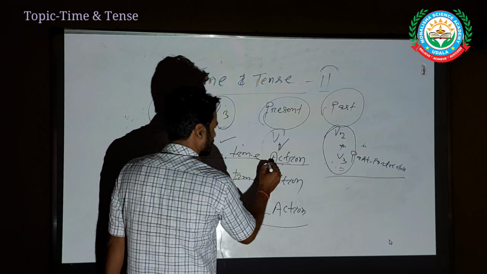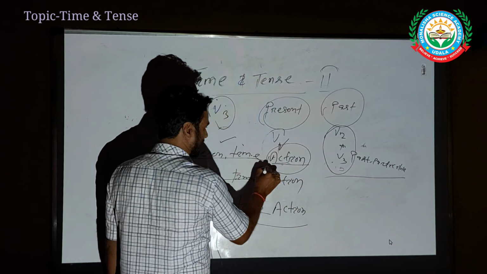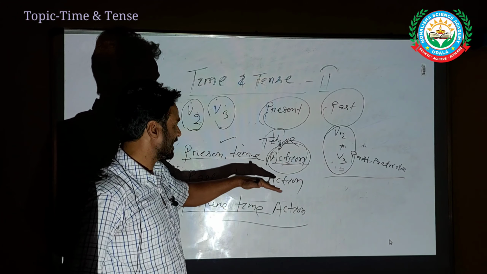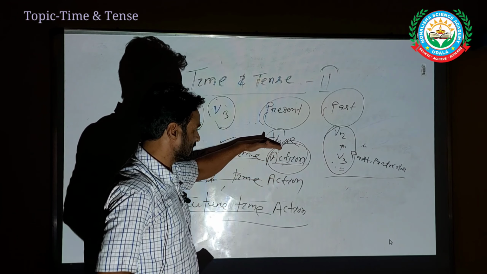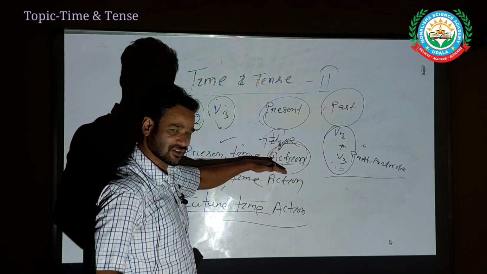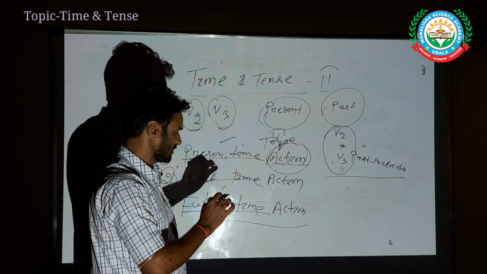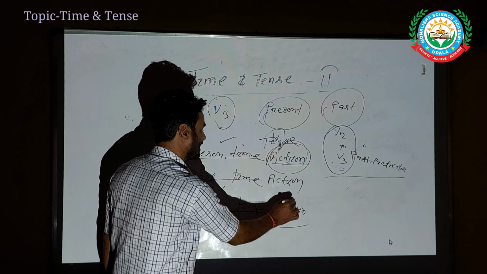So here, action refers to verb, otherwise action refers to tense, T-E-N-S-E, tense. So in place of action, we can say tense, because tense means verb and verb means action. Verb, action and tense are equal in meaning. So here present time action means present time tense. The past time action means the past time tense.